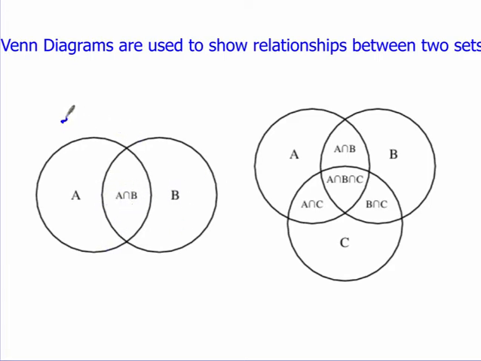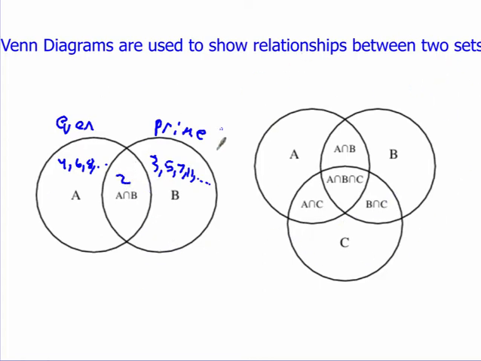So for example, I said these are even numbers and these are prime numbers. Well, over here in prime, I'm going to have 3, 5, 7, 11, and so on. Over here in even, I'm going to have 4, 6, 8, and so on. And here in the middle, there's only one number that is both even and prime. That's 2, so that goes in the middle there.